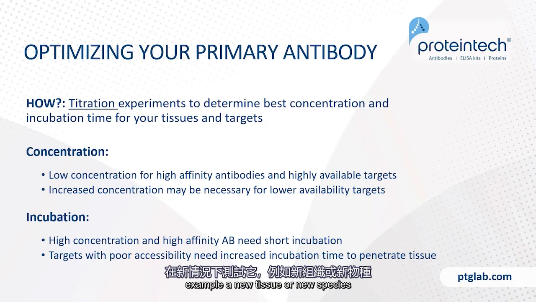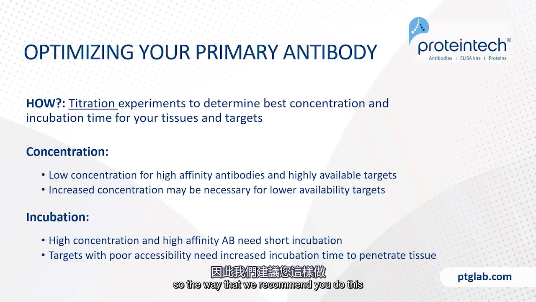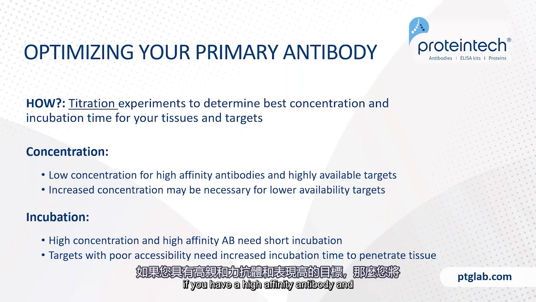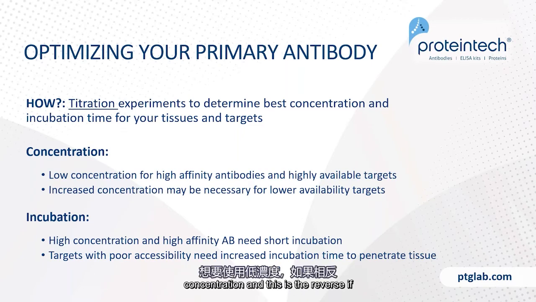So when we buy a new primary antibody, or we are testing it in a new situation, for example, a new tissue or a new species, you want to optimize this primary antibody in order to get the best results. So the way that we recommend you do this is to perform titration experiments, and this will help determine the best concentration and incubation time for your tissues and targets. If you have a high affinity antibody and highly available target, then you will want to use a low concentration. And this is the reverse if you have lower availability targets, you might want to try increasing the concentration.